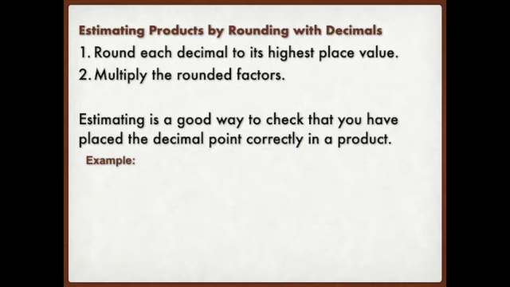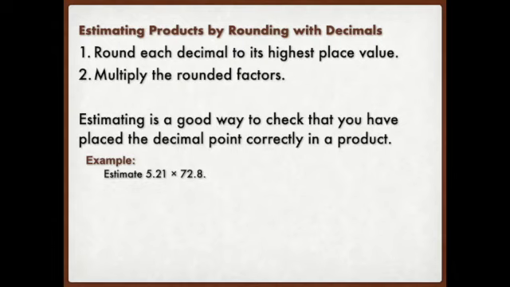And secondly, we're going to multiply the rounded factors. So first, we round to the highest place value, and then second, we multiply the rounded factors. Now, estimating is a good way to check where that decimal point should be. If we estimate, we can go back and double check and say, okay, yeah, this is where the decimal point should be. So it's a good way to check.